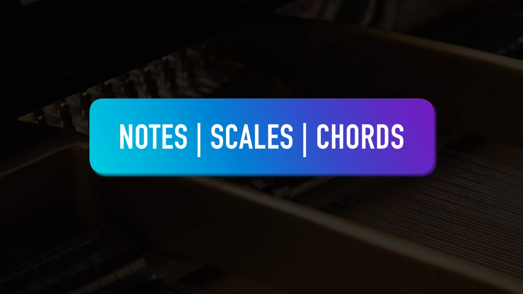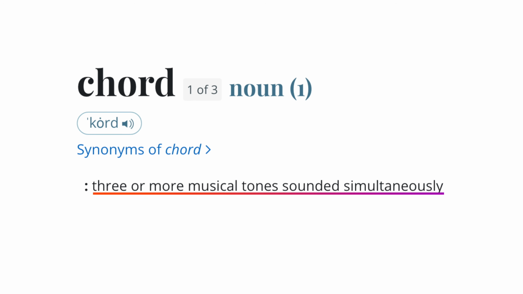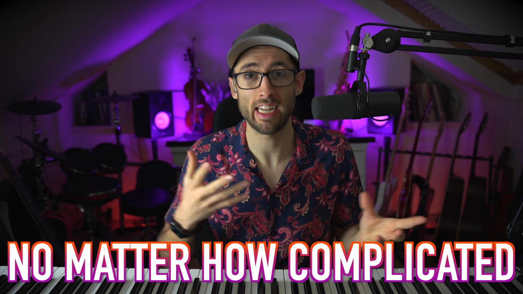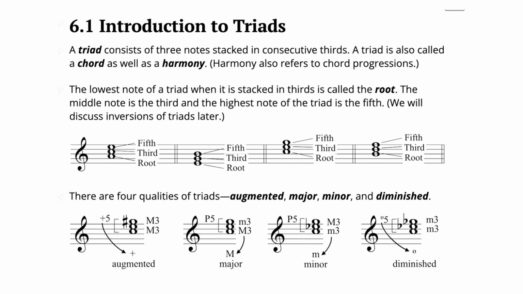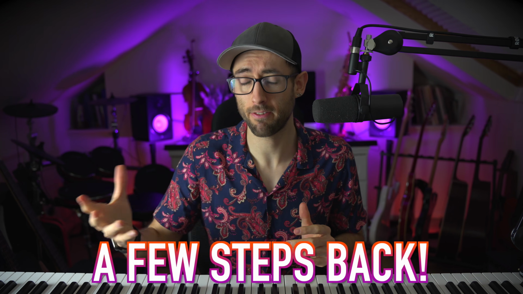So firstly, before we get to the beginner level, let's talk about how we actually make chords and what a chord actually is. In music, a chord is essentially when you play more than 2 notes at the same time. And all chords, no matter how complicated and complex, are based on something called a triad. A triad is a 3-note chord, and this is the first thing that we want to be able to understand. But in order to understand triads, first we need to take a few steps back.